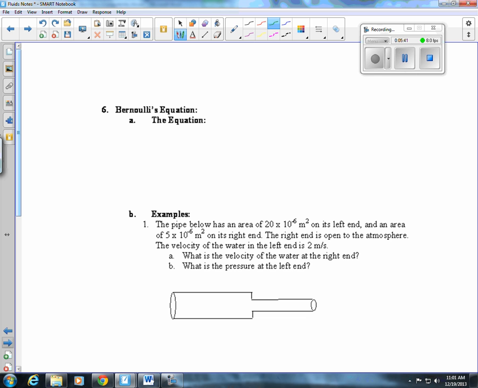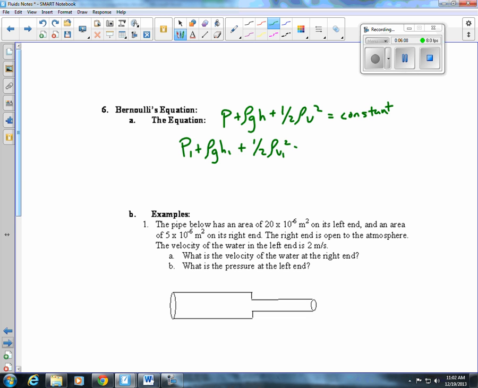Now, the next piece is Bernoulli's equation, and it's going to look kind of ugly. Okay, the way it's written on the reference table is P plus rho g h plus 1/2 rho v squared equals constant. Okay, I think they wrote it that way to save some space. I always write it this way: P1 plus rho g h1 plus 1/2 rho v1 squared equals P2 plus rho g h2 plus 1/2 rho v2 squared.